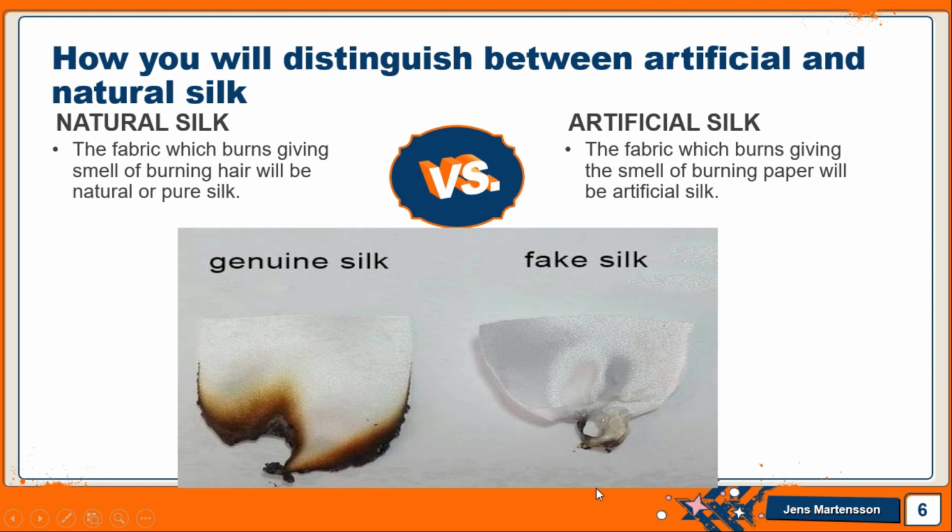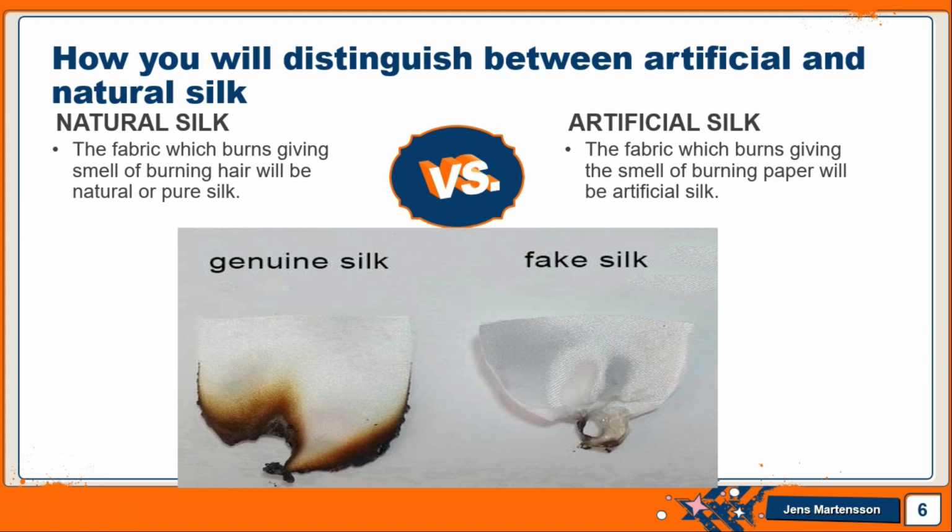Now, in the market you will see various silks available. You go to the shopkeeper and they tell you this is silk. How will you distinguish whether it is artificial or natural? Just by burning. When you burn it, if it gives the smell of burning hair, then you will definitely say yes, this is natural. And if it gives the smell of burning paper, then you will say it is artificial. And by looking at it also you can distinguish them.